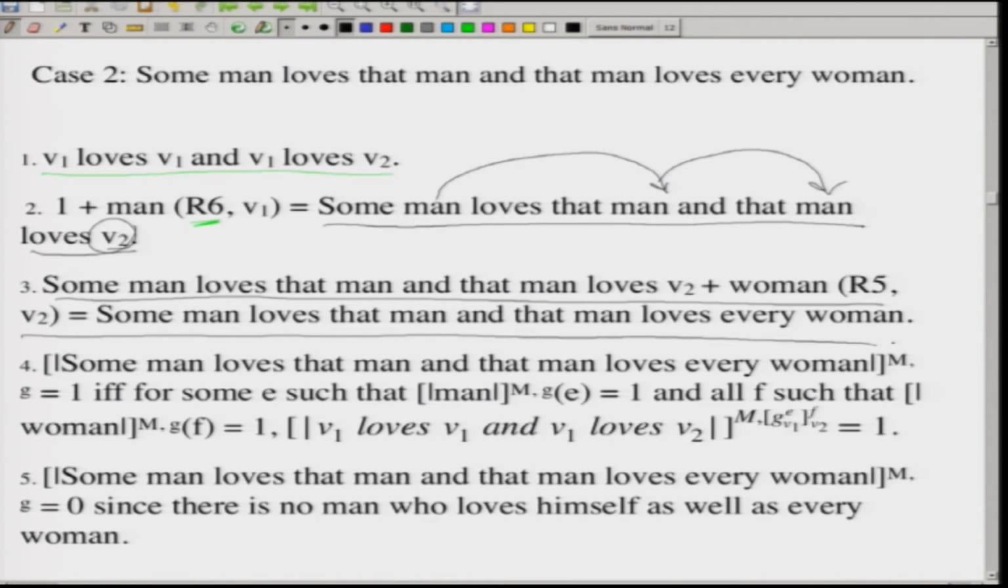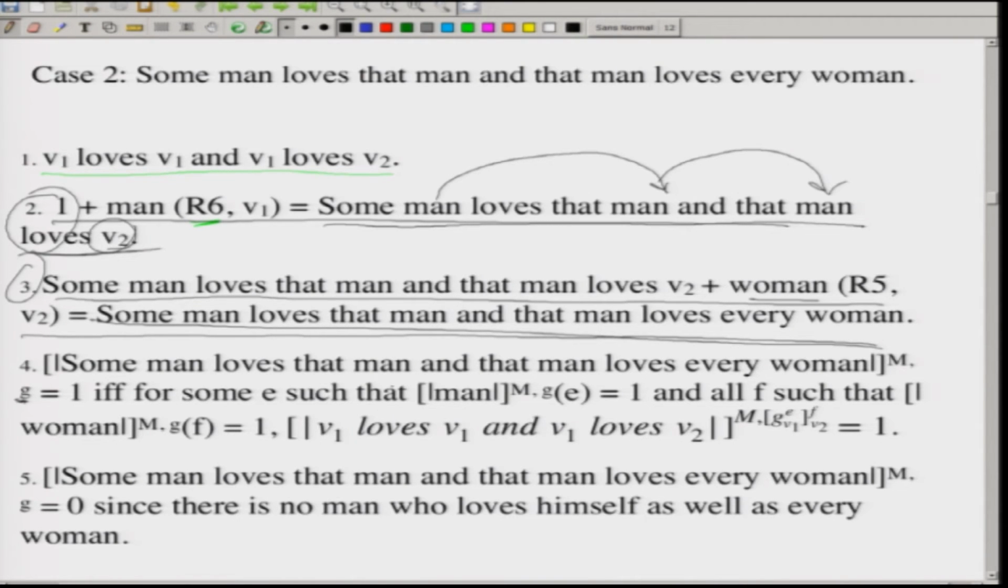Some man loves that man, and that man loves every woman is derived from step 2, and then we add woman and we apply rule 5, which is the rule for every, to V2, and this final form is derived. Now we compute the truth value. So g has gone there, g shouldn't have gone there, but it is a typing problem, I couldn't help it. Anyways, so some man, I am skipping this step, the truth value computation for 2, I am going to 3 directly.